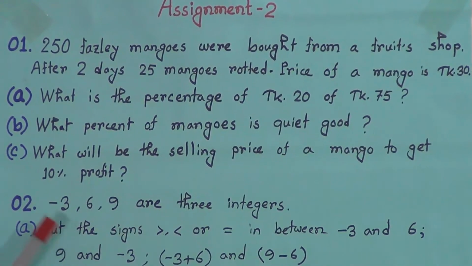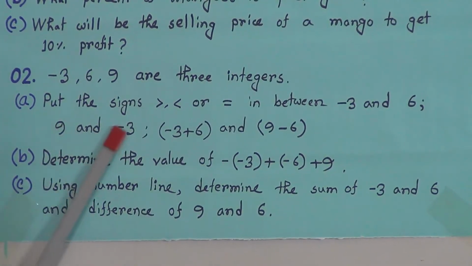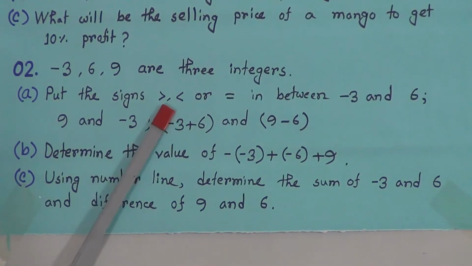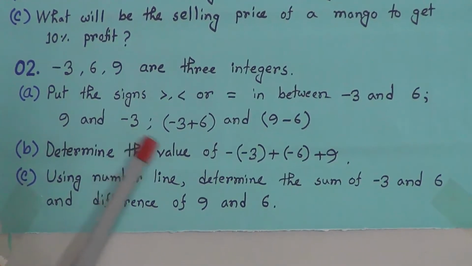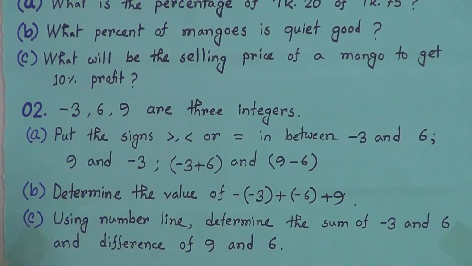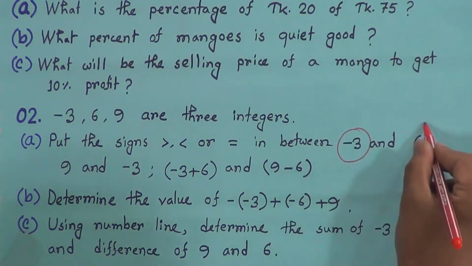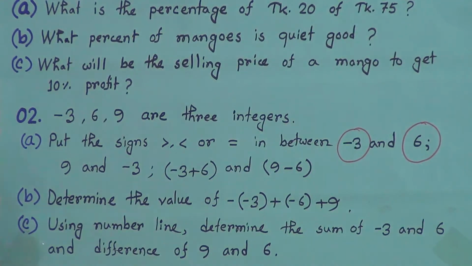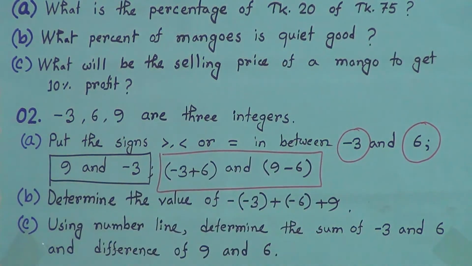Question number 2: -3, 6, 9 are 3 integers. Put the sign. Activity A is to put the sign greater, less or equal in between -3 and 6, 9 and -3, and -3 plus 6 and 9 minus 6. We have to put the less sign, greater sign or equal sign in between these two numbers. So how can we put the sign?